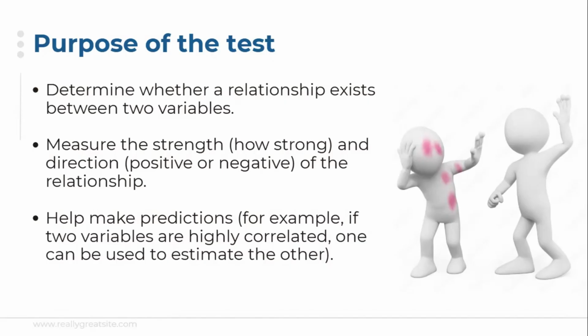And lastly, it can help us to make predictions. For instance, if two variables are highly correlated, maybe we could say one can be used to estimate the other. So that is what we are calling correlation.